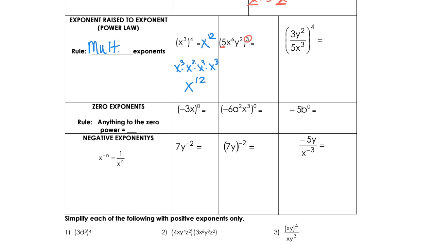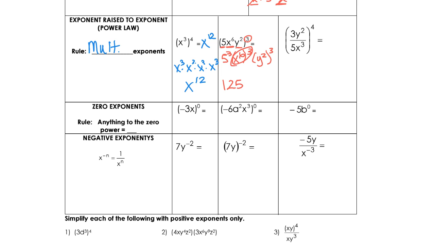However, the 5 is in the parentheses raised to the 3rd power, and so you have to raise the 5 to the 3rd. You have to raise x to the 6th to the 3rd. And you have to raise y squared to the 3rd. So it becomes 5 to the 3rd, x to the 6th to the 3rd, and y squared to the 3rd. All right, 5 to the 3rd in your calculator is 125.